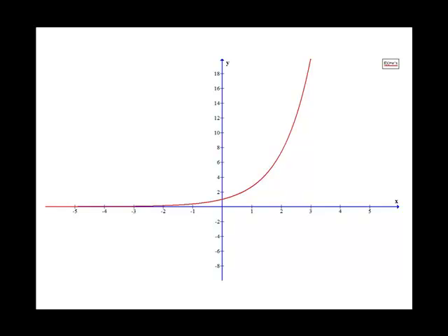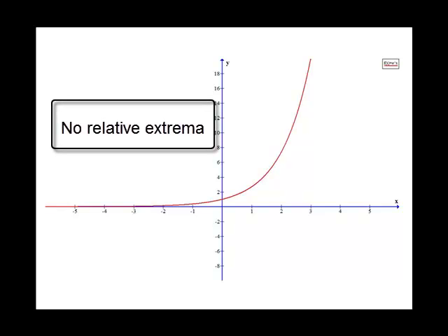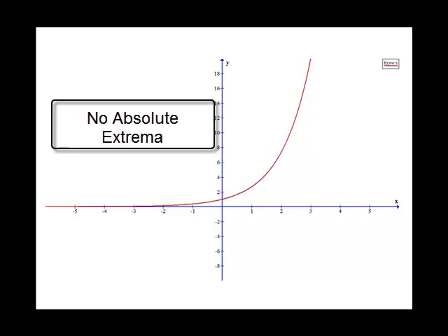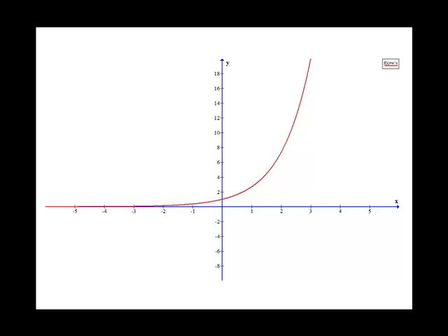In our first graph, what we see is we have a graph that's increasing the whole time and always concave up. It does not change from increasing to decreasing or the other way around, so there is no relative extrema. Also, it does not change concavity, so there's no inflection point. Also, this function will always be increasing to infinity, so there's no absolute maximum, and it decreases and continues to get closer and closer to zero without stopping. So there's no absolute minimum in this graph.